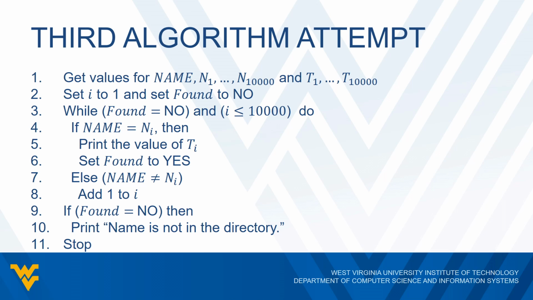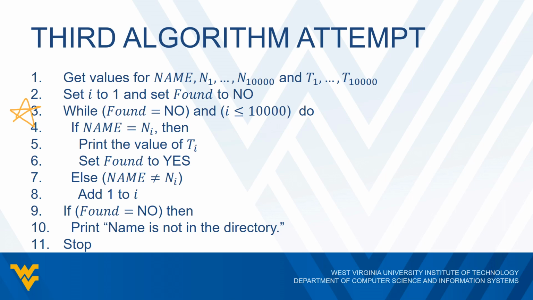And then we have our I and our found. So I is used to keep track of where we're currently at in our list. Found is something we say is either yes or no that lets us know whether or not we found the person. But now let's take a look at step 3 right here.